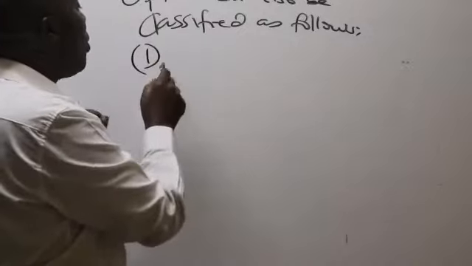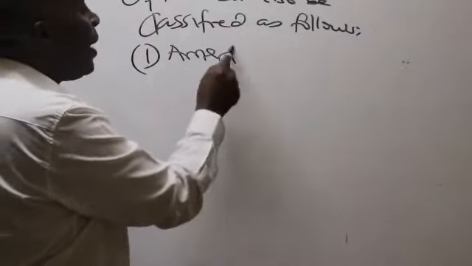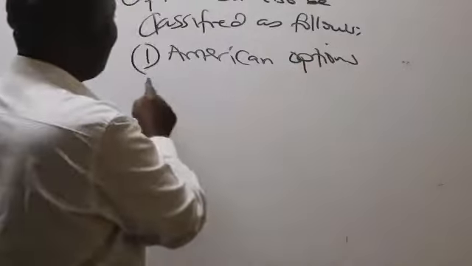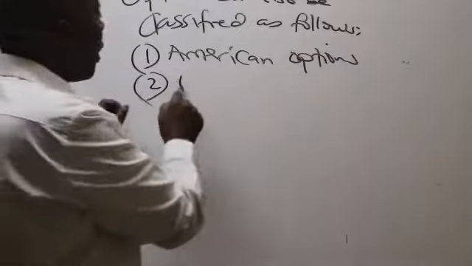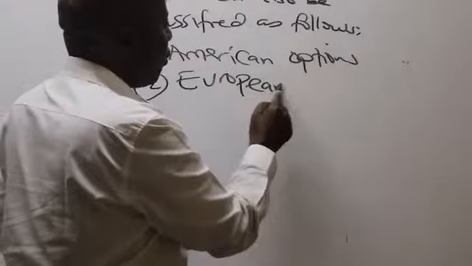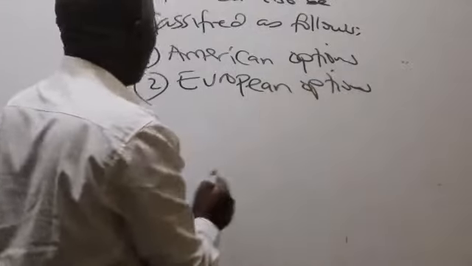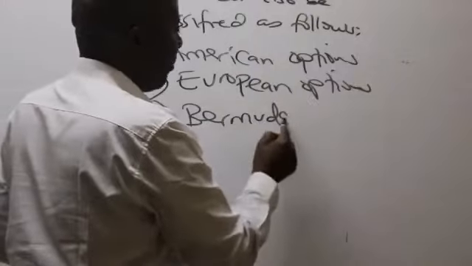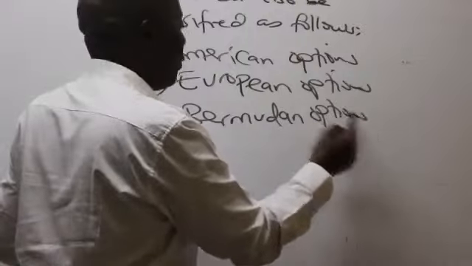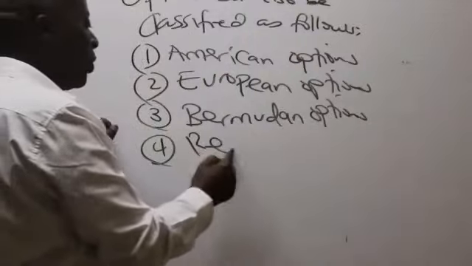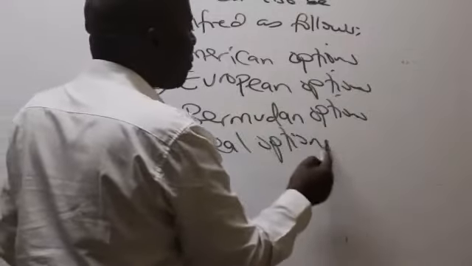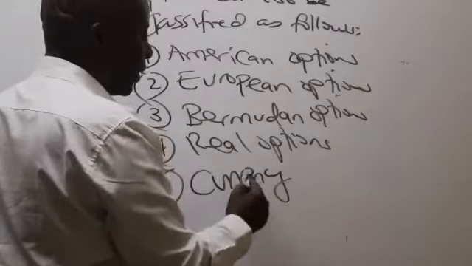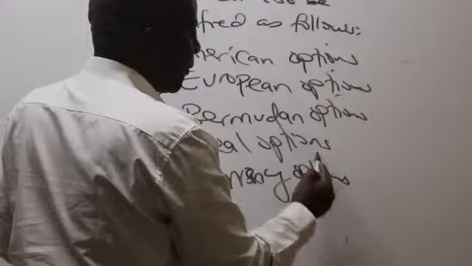We have what we call American options. Number two, we have what we call European options. Then number three, we have what we call Bermudan options. Number four, we have what we call the real options. Number five, we have what we call the currency options, like the one that came last semester.